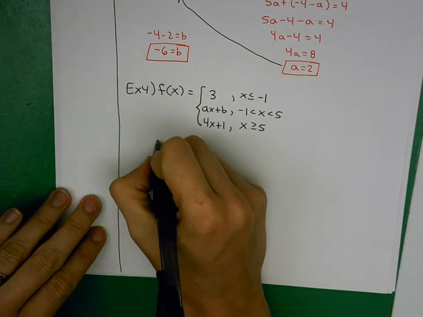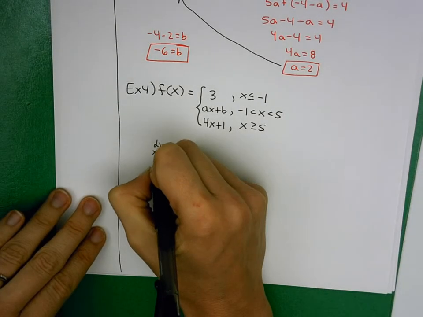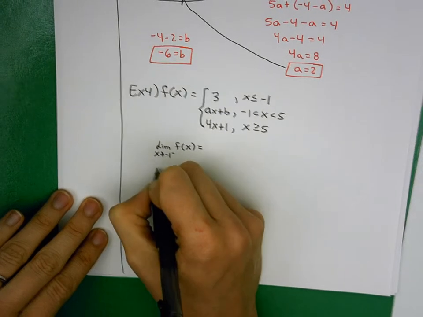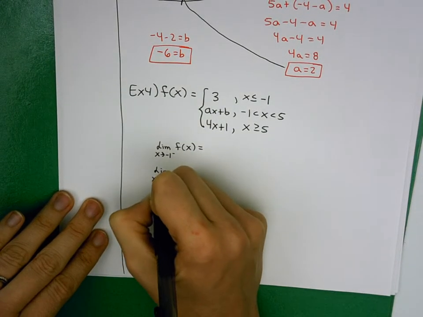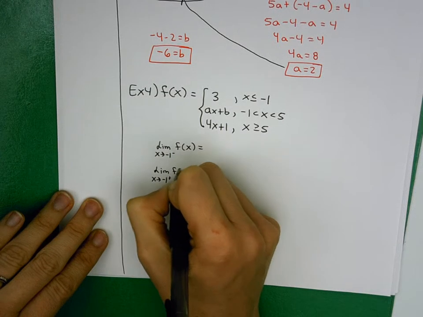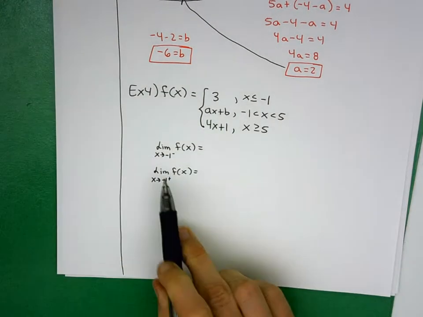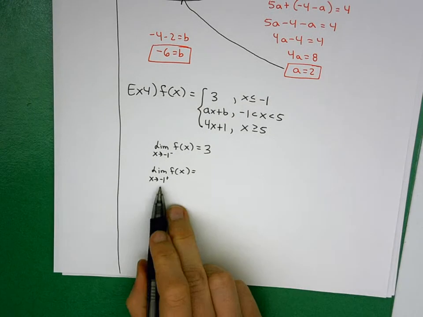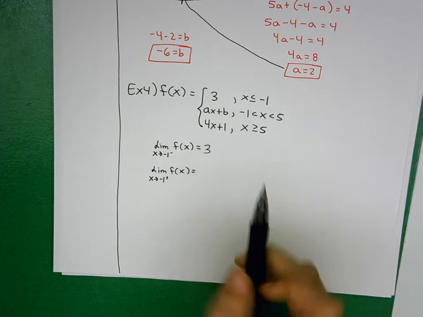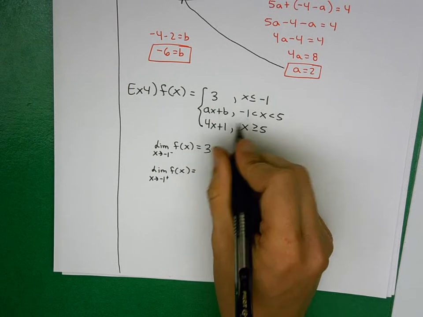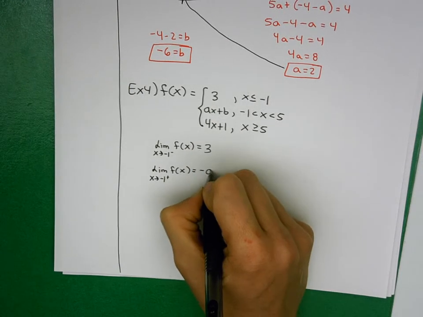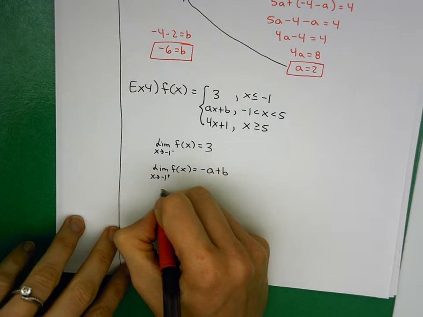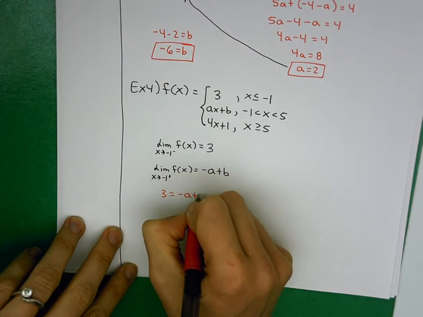Okay, so my first pair of one-sided limits: the limit as x approaches -1 from the left, and the limit as x approaches -1 from the right. So I approach -1 from the left, that's this top function, which is 3. So I approach -1 from the right, that's this middle function, which is a times my x, which in this case is -1, so that's -a plus b. So we have 3 equals -a plus b.